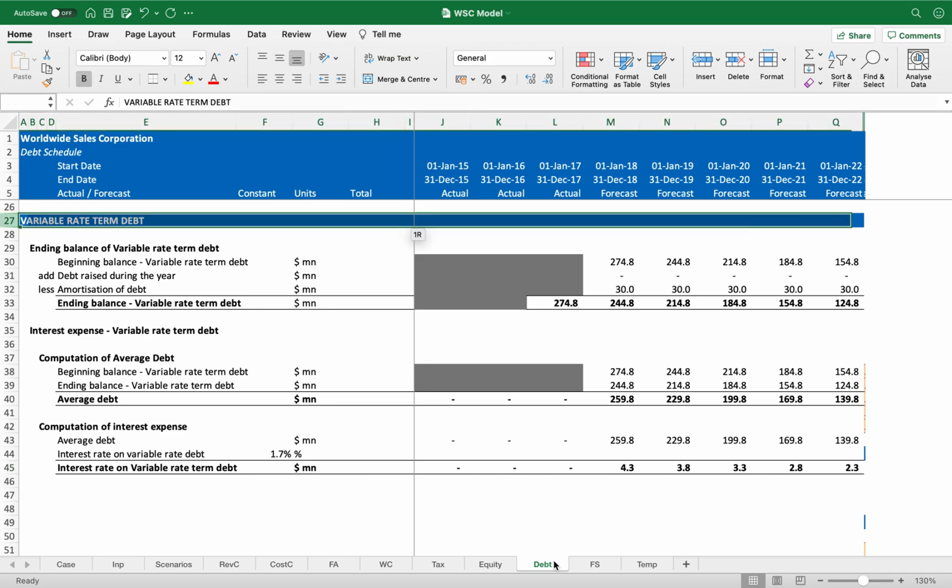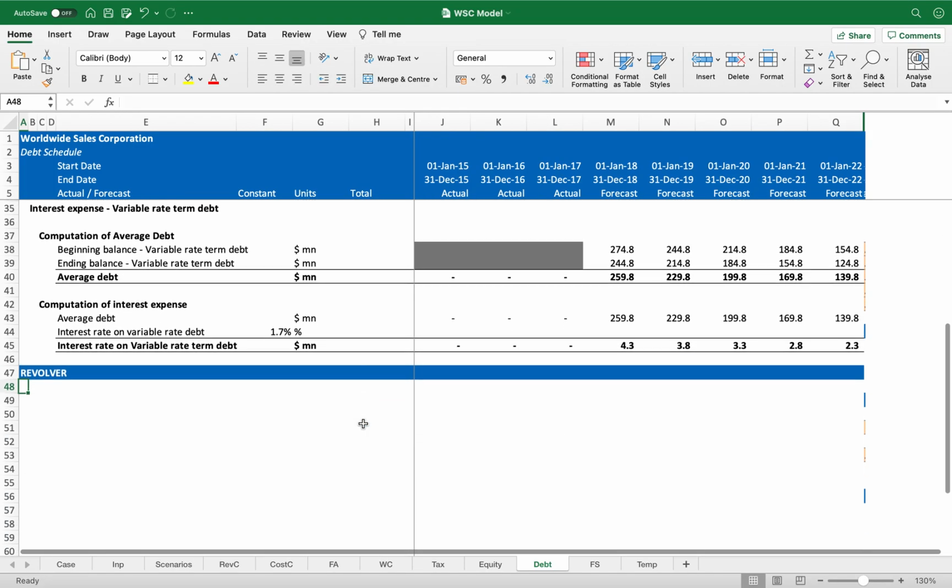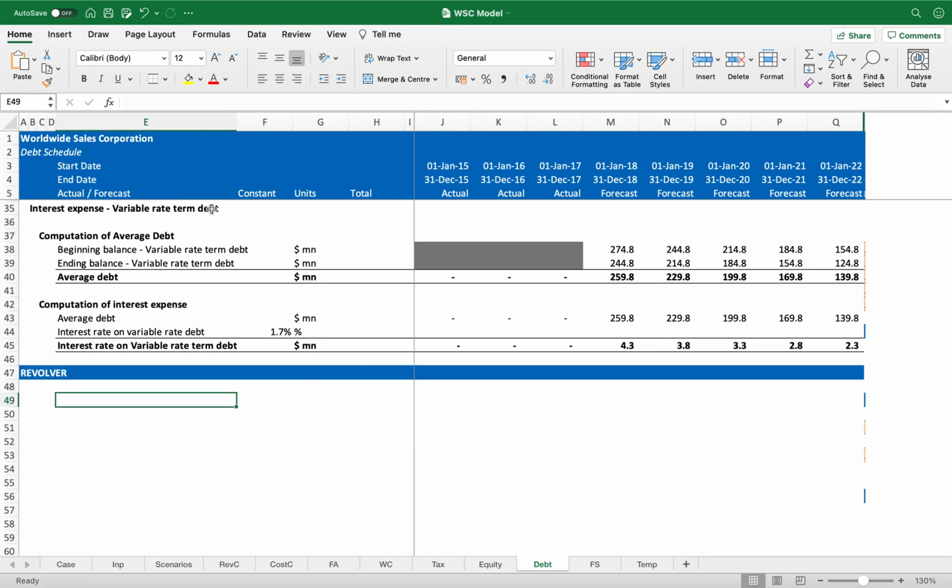Okay, now fixed done, variable done, revolver. Guys, I hope you're saving your files as you go along, right? Make it a habit. Keep saving your workbooks. Now, revolver computation, guys, be very, very careful with this. Do it along with me. Okay? Do it along with me.